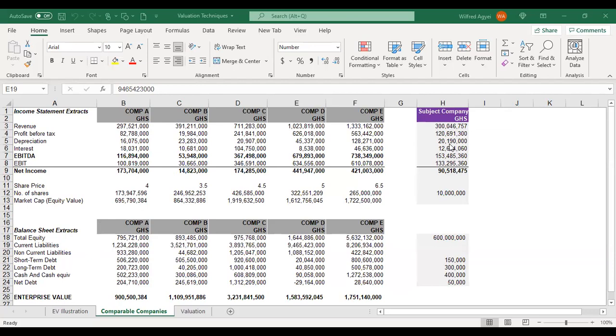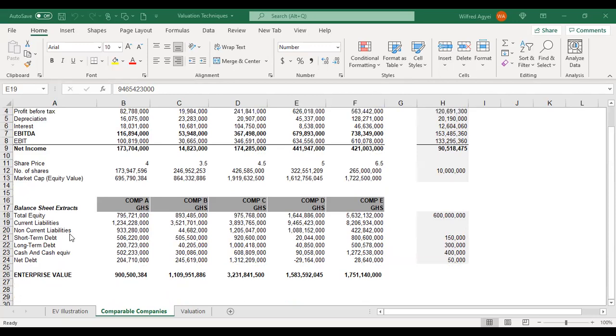Revenue through to net profit of 90.5 million. And then we also come to the balance sheet extracts. Also remember that if you pick a typical balance sheet, what you see is more than what is here. This is just an extract. In this case, you are also trying to get a uniform format for all the companies.